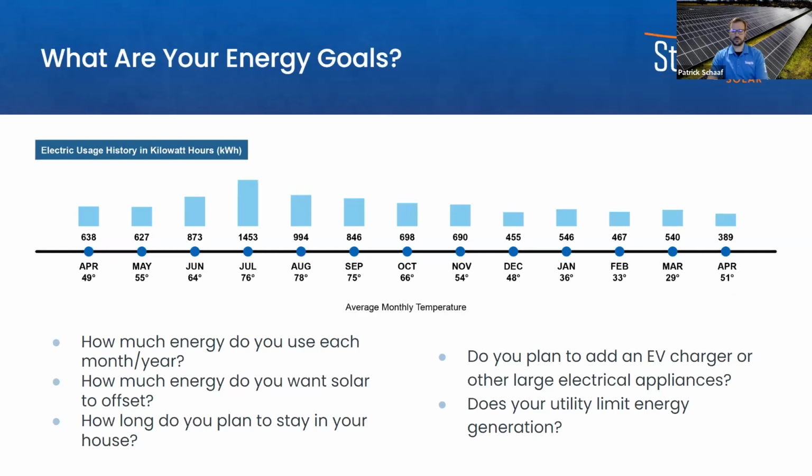One of the first questions we usually talk about is, what are the goals that you have for your energy or for your solar project? So we look at how much energy you use each month and year. How much energy do you want the solar to offset? Normally the goal might be 90 or 100%. Sometimes folks say, hey, look, I'm good with about half of that. How long do you plan on staying in your home? Do you plan to add an electric vehicle charger or a large electrical appliance, finish the basement, pool, hot tub, sauna, anything like that that's going to increase that usage over time? We would like to plan ahead for that if it's going to be in the near term. And then, does your utility limit energy generation?